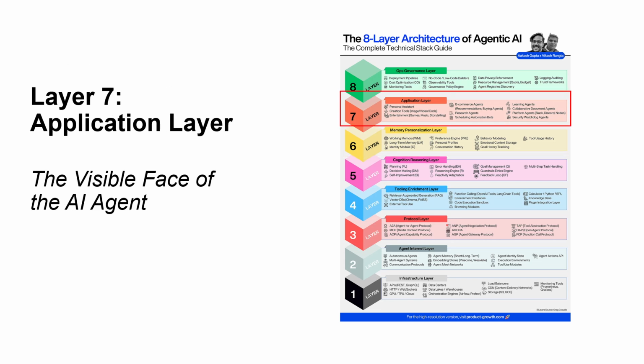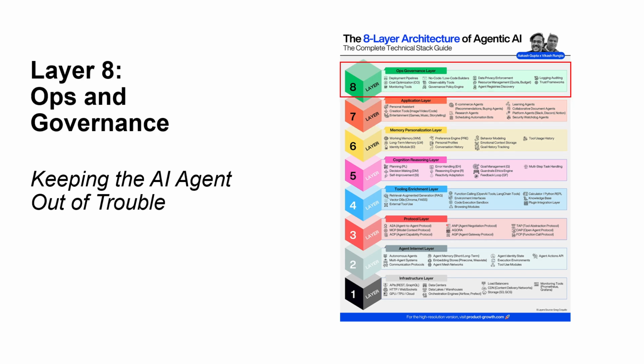This is what users actually see and judge the AI agent on. Whether it's a scheduling bot or a research assistant, the application layer must deliver real value. Focus is key. Nail one use case and workflow before expanding to others. Feature bloat kills momentum.